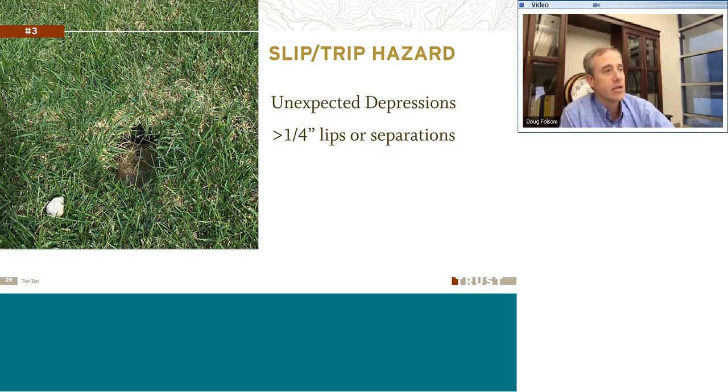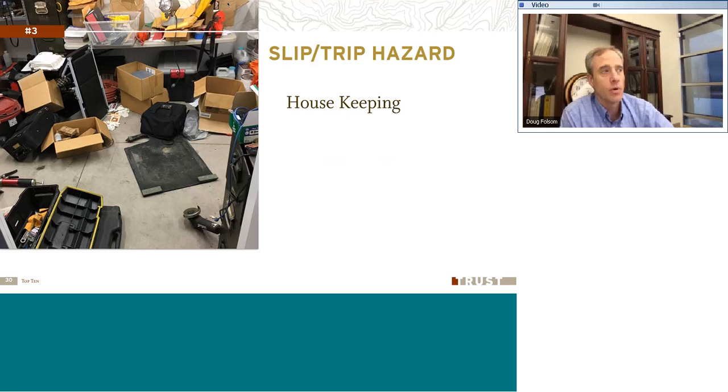So just kind of look for that, either holes or things that we leave on the ground. Housekeeping is a really common one. So obviously, if we look in this area, an OSHA inspector is going to say this isn't going to be a safe working and walking environment because of all the trip hazards here.